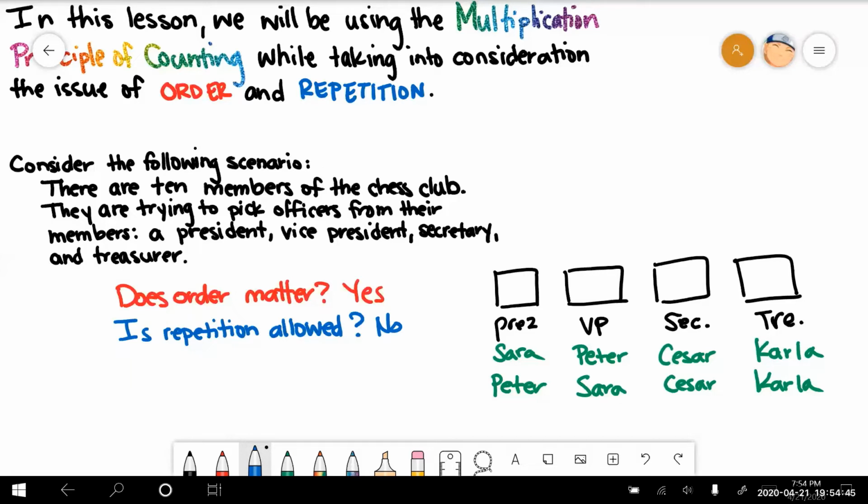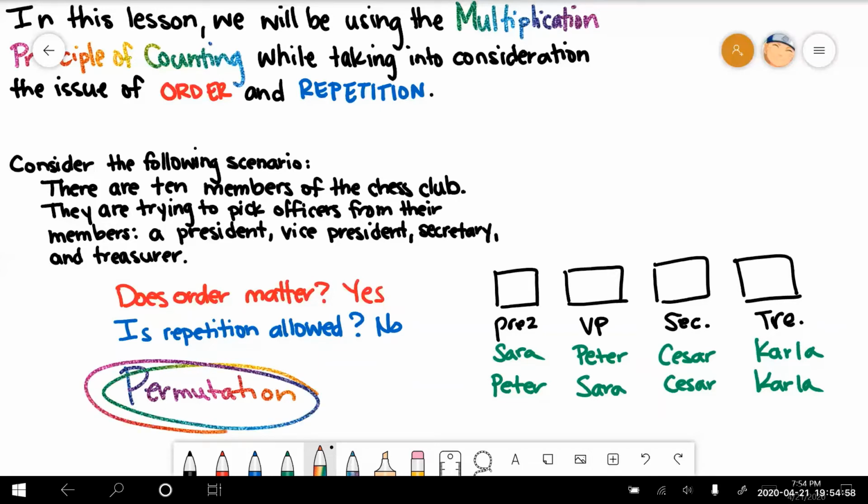Okay, so does order matter? Yes. Is repetition allowed? No. And so we can determine that this is a permutation. Okay, we're going to be using the work that we learned for permutations because order matters and repetition is not allowed. Okay, so let's consider now the possibilities.